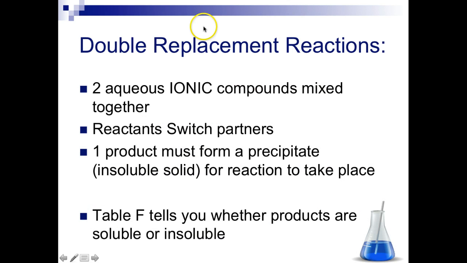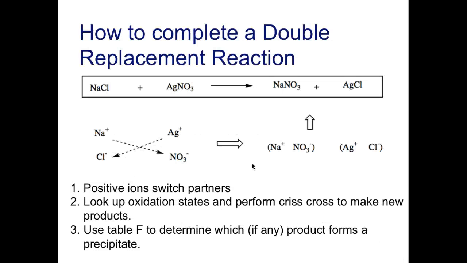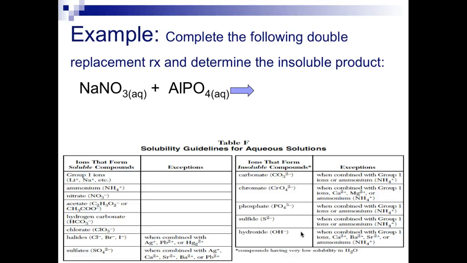So double replacement reactions: two aqueous or ionic compounds mixed together. The reactants switch partners, and one of the products must be a precipitate in order for the reaction to take place. Table F will tell you whether the products are soluble or insoluble. So how to complete a double replacement reaction? Well, in this reaction, we have NaCl plus AgNO3 producing NaNO3 plus AgCl. The positive ions will switch partners. So Na will now be with NO3, and Ag will now be hooked up with Cl. Crisscross to make the new formulas, and then look at Table F to see if any products are a form of precipitate.